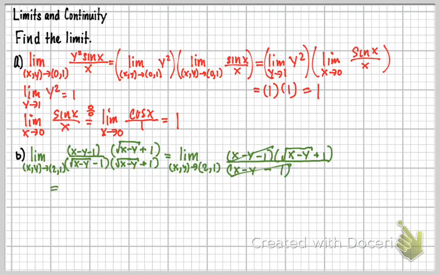So then this is going to equal the limit as (x, y) goes to (2, 1) of the square root of x minus y, plus 1. And when I take that limit, now I can just plug it in. That's going to be a 2, that's going to be a 1, so that's going to be the square root of 1. So I'll write that out: square root of 1 plus 1. Square root of 1 is 1, so that's going to give me 2. So the limit for the second one is going to be 2.